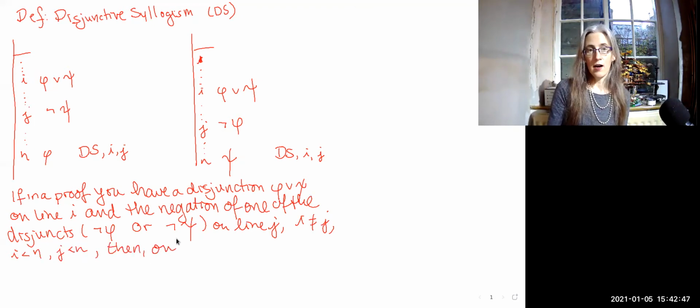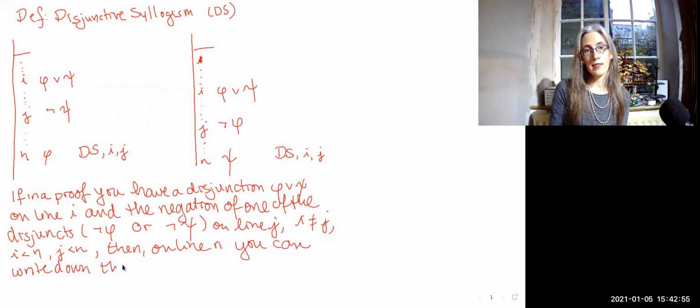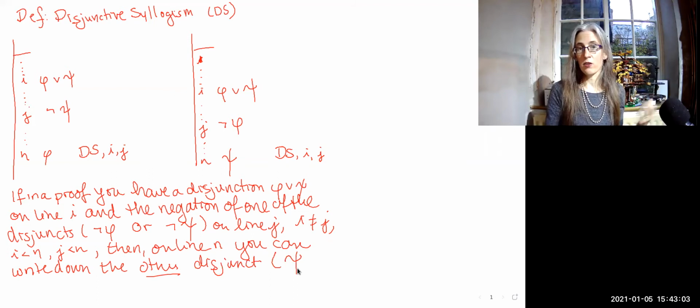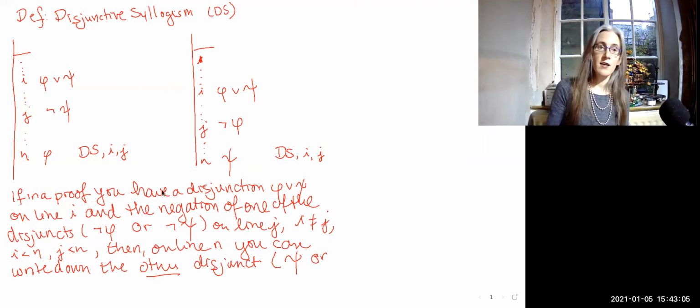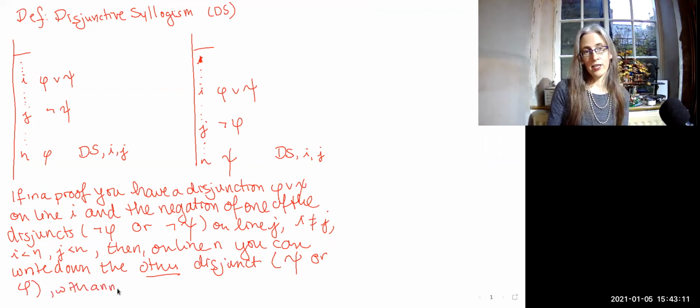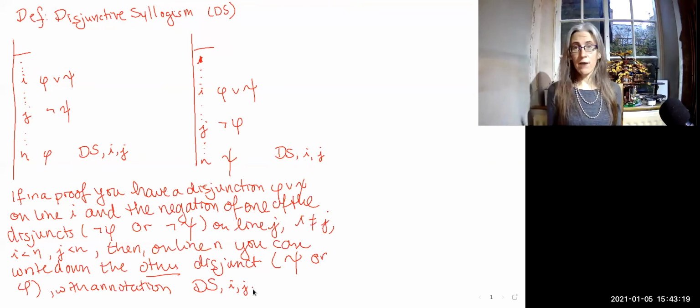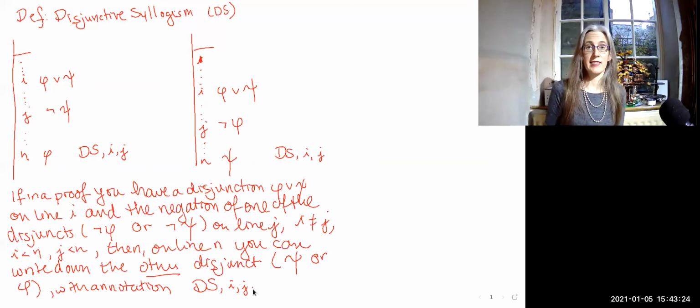Then on line N, you can write down the other disjunct. So in the case where we have not phi, that means we can write down psi. In the case where we have not psi, we can write down phi. And the annotation in both cases is disjunctive syllogism, lines I and J. So there you have it. It's a very straightforward and intuitive sort of rule in a way that disjunction elimination is not.